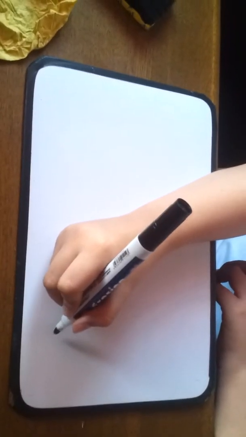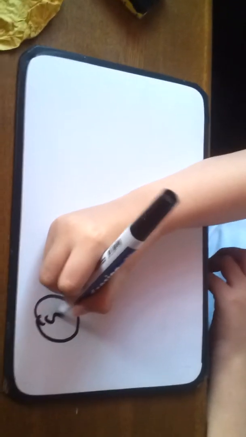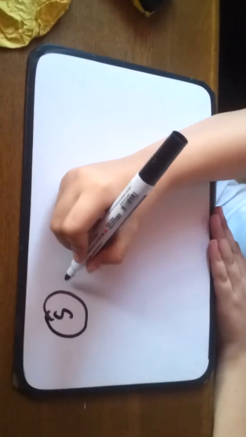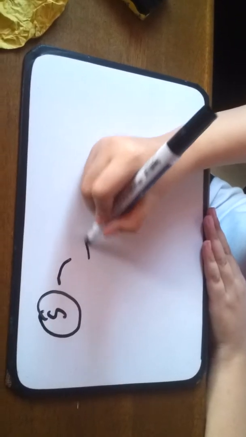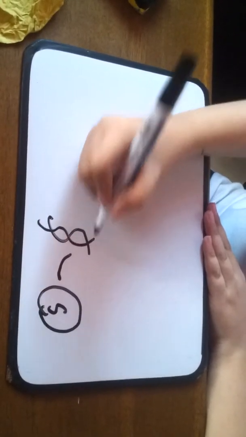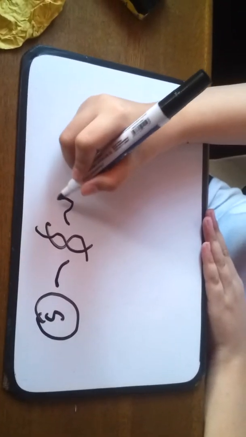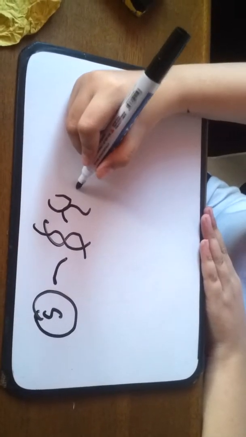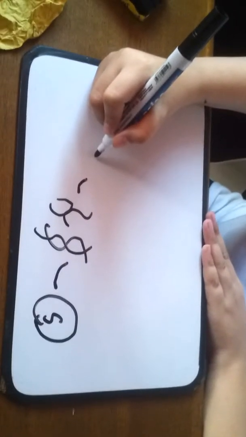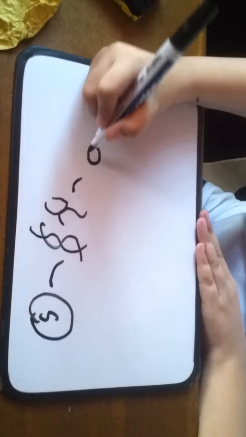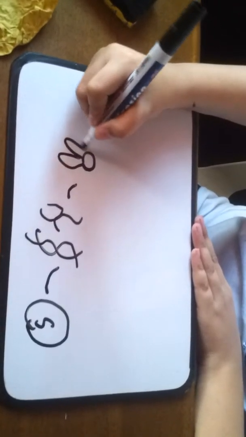G0. Stage 2, synthesis phase. The DNA, the main composition of the chromosomes inside the nucleus of the cell, doubles at this stage by a process called replication. At the end of this stage, each chromosome is made up of two sister chromatids attached at the centromere.